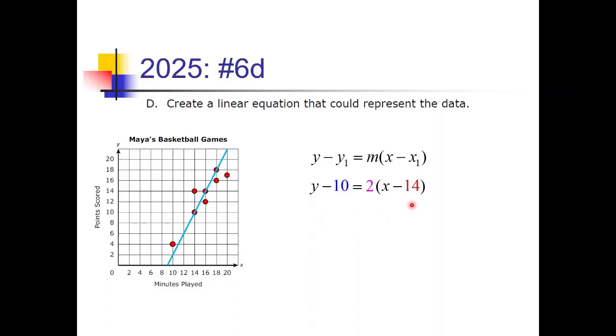But if you wanted to turn it into slope-intercept, you could. So we could distribute this 2. That would be 2x minus 28 over there. And then adding the 10 over here would give us 2x minus 18. So that would have been our y-intercept if we tried to do it that way.